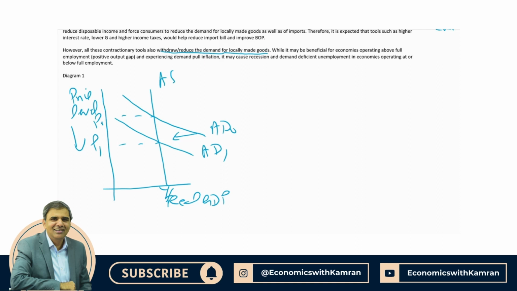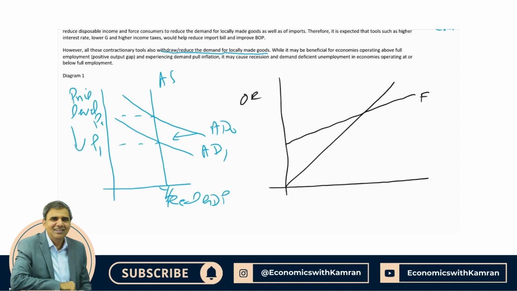The other diagram we can make is the income expenditure model. 45-degree line, expenditure function initial E naught, and over here is GDP. It's not real GDP. Remember, when you draw an ADS curve, which is shown on the left side of the screen, we show real GDP on the x-axis, but on the income expenditure model, which is shown on the right side of the screen, we show nominal or money GDP.